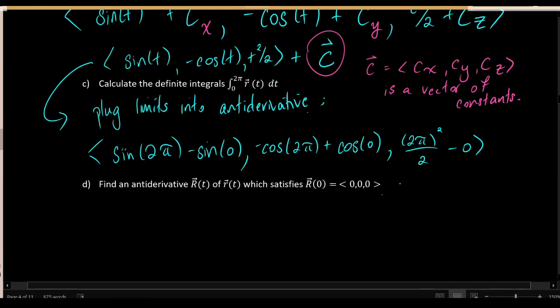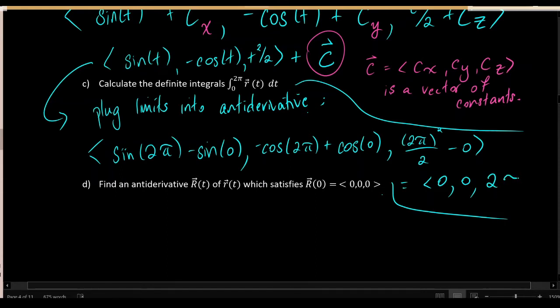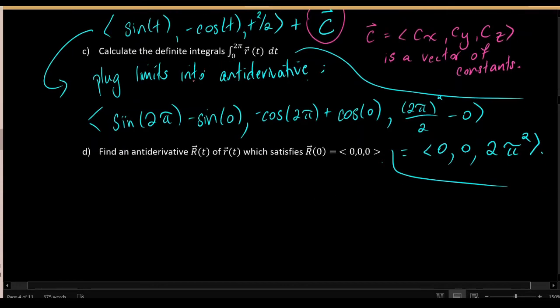This can be simplified to what looks like 0, since sine of 2 pi and sine of 0 are both nothing. Cos of 2 pi is 1, cos of 0 is also 1. So this is minus 1 plus 1, that's also nothing. And finally, if I take 2 pi quantity squared and divide it by 2, the 2 squared over 2 becomes a regular 2, and then I have pi squared. So this vector is the definite integral from 0 to 2 pi of r of t. Just calculate it component-wise.